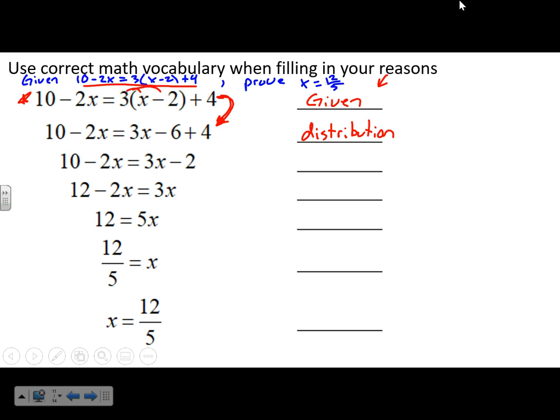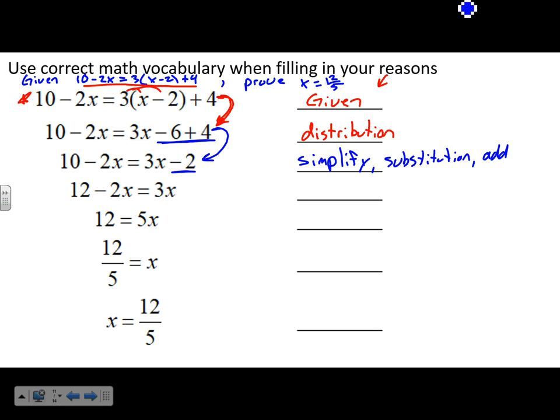So then, how did you go from the step we were just at to this one down here? If we look, we took this -6 and 4, and we combined those to get a -2. So there's a couple different things you can put for this one. You can just say simplify if you want, because you just simplified. You could say substitution. And honestly, I would also accept addition, because you technically took -6 and added it to 4. But I like simplify. I think simplify is a lot easier.